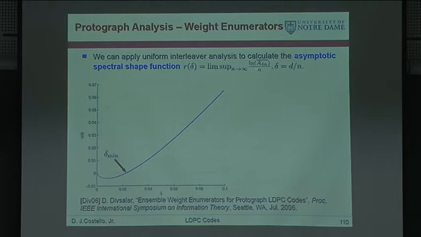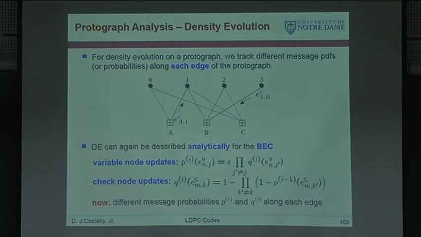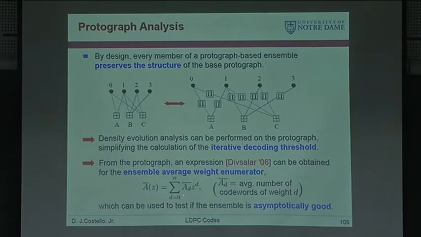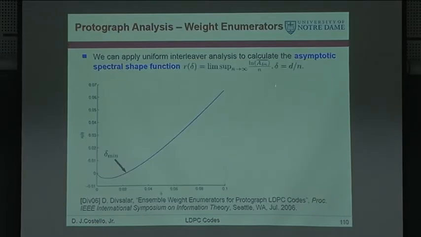And you wind up in the limit as n, this is going to be a complicated expression in general, but if you take the limit as n goes to infinity, there are simplifications that occur. And you can get this function as the limit as n goes to infinity of the average weight enumerator. So this is just the average number of code words of weight d in a particular ensemble. And you take the log of that and divide by n, and that's the definition of this function.